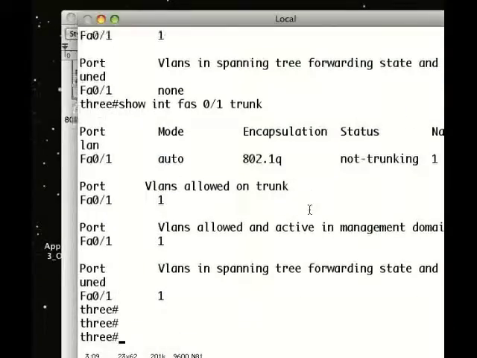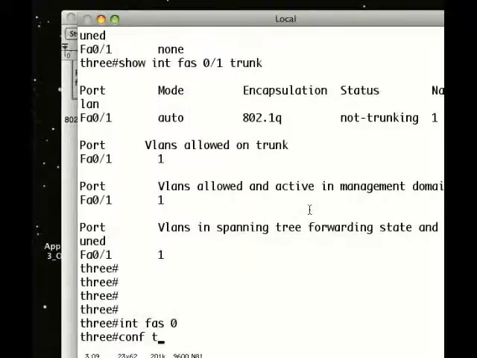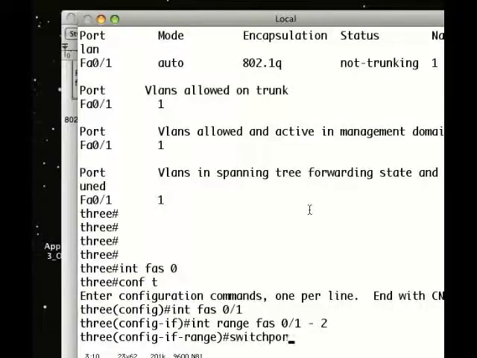So, conf t, int fast 0/1. Actually, let me be a little bit elegant about it. Int range fast 0/1-2, switchport mode dynamic desirable.